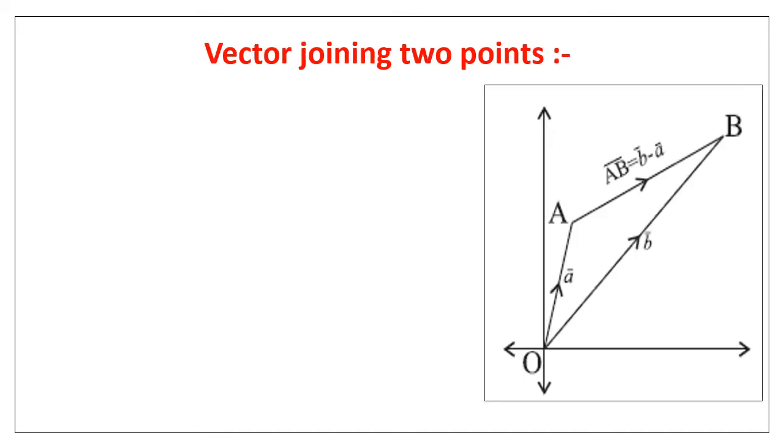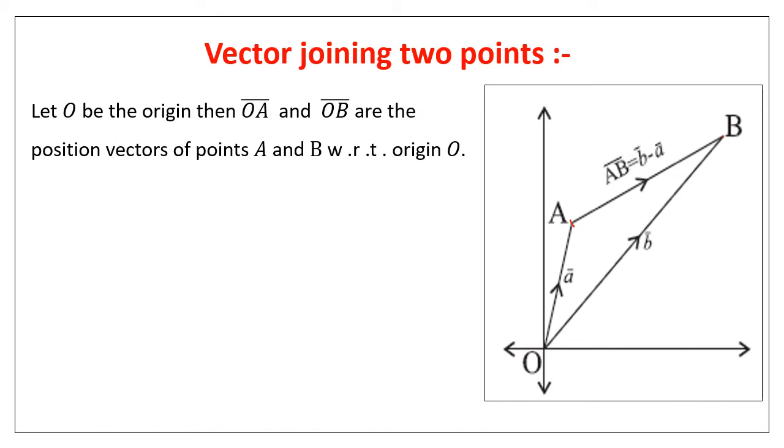We'll see vectors joining 2 points. Look at the diagram student. A and B are 2 points in space. Let O be the origin and OA bar and OB bar are the position vectors of the point A and B with respect to origin O. So in triangle AOB, A to O, O to B. Now we will use here triangle law of vector addition. So we have AB bar equals AO bar plus OB bar.